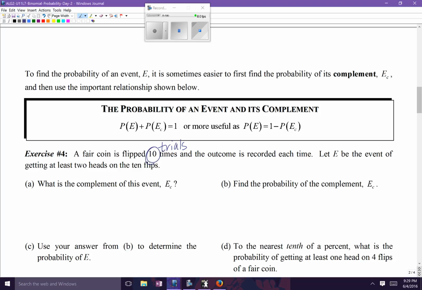So getting at least 2 heads means I could get 2, I could get 3, get 4, 5, all the way up to 10. So if you're looking at this, this would be a large calculation to do, because I would have to do an individual calculation for 2, for 3, for 4, for 5. It's easier to do the calculation for 0 and 1, take that value and do 1 minus that value for 0 and 1, instead of doing a calculation for 2, 3, 4, 5, 6, 7, 8, 9, 10. So okay, let's take a look.